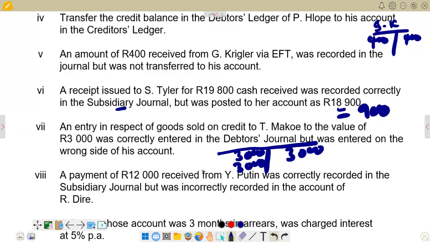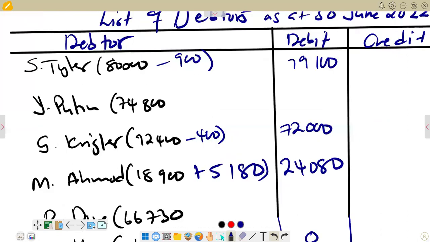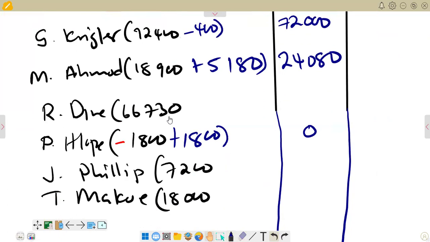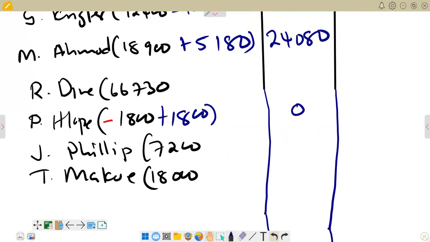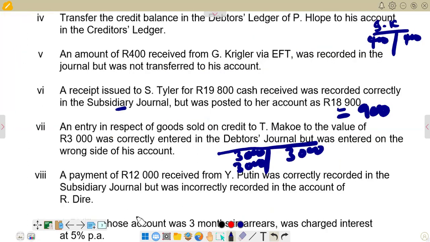So we are going to add that 6,000, which is 3,000 plus 3,000, to the account of Timako. So we come here and we look for that account. Basically, we are now saying 18,000, then we add our 6,000. With that, we are going to get our 24,000. Then we can go and see what next item we have.